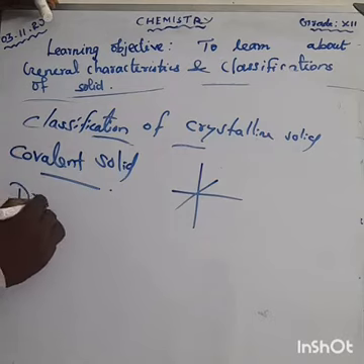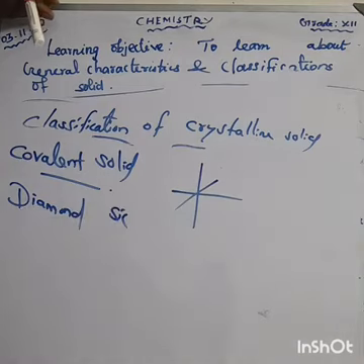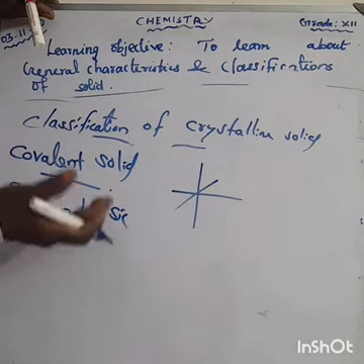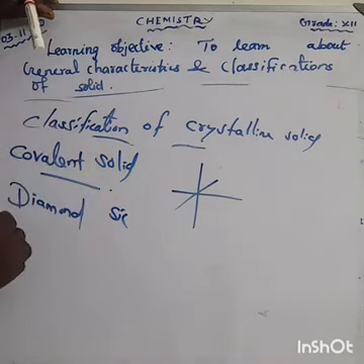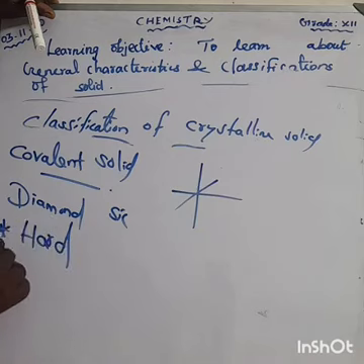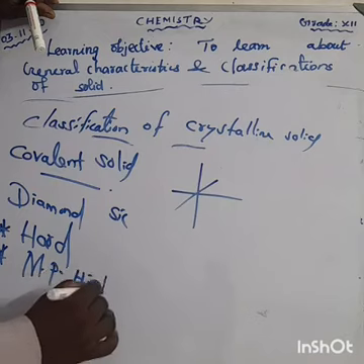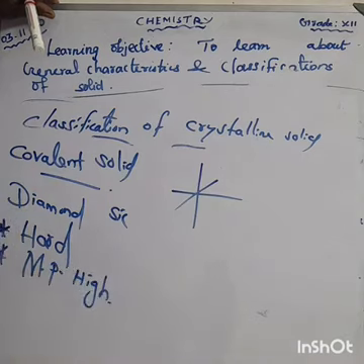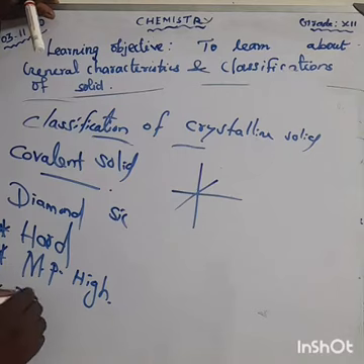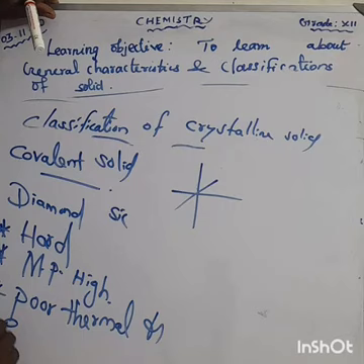The examples are diamond and silicon carbide, SiC. Such covalent network crystals are very hard, and they have high melting point. And also they are usually poor thermal and electrical conductors.